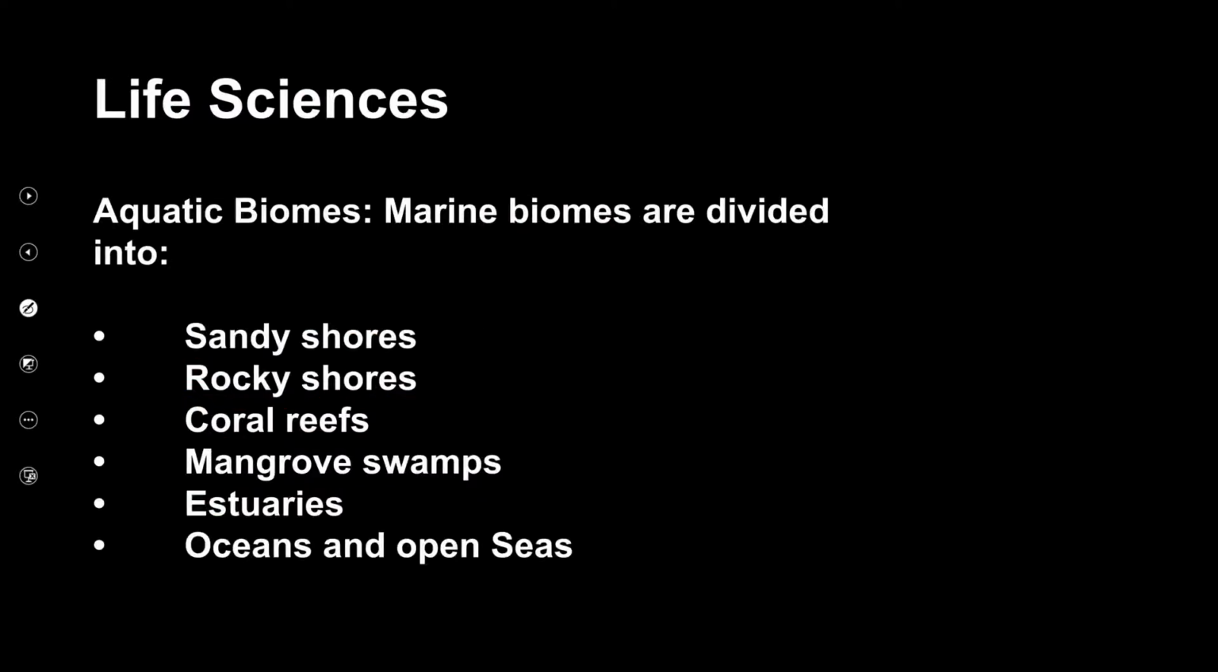When we look at aquatic biomes that are the marine, these are divided into your sandy shores, your rocky shores, your coral reefs, your mangrove swamps, estuaries, as well as your oceans and your open seas. And guys, when we try and unpack these, we're going to have to look at, again, the typical type of microorganisms or aquatic organisms that live there, and how that is influenced by the terrain or the area.